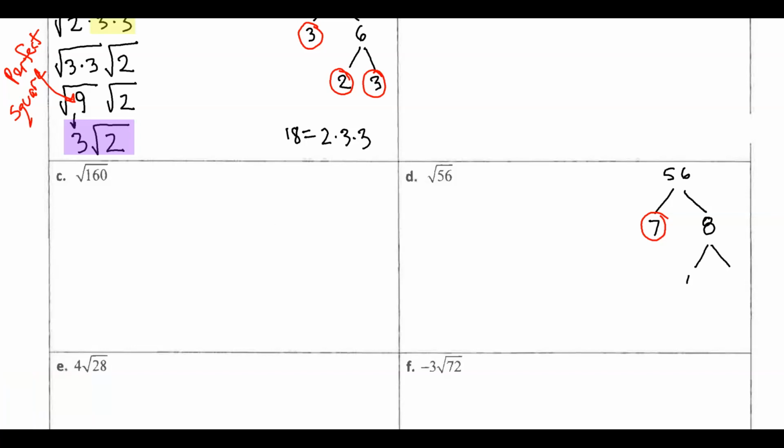8 is 4 times 2. Ask myself, do I have any prime numbers? Oh, 2 is prime, so let's circle that. That's the end of that branch. And then 4 is going to be 2 times 2.